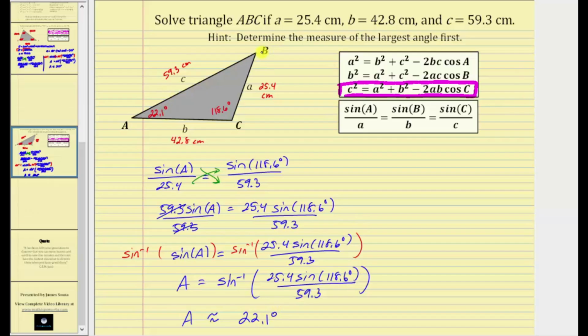And now we can find the measure of angle B because we know the sum of the interior angles must be 180 degrees. And therefore angle B must be equal to 180 degrees minus the sum of 22.1 degrees and 118.6 degrees. Actually, this is an approximation because these are rounded values, which gives us 39.3 degrees for the measure of angle B. And now the triangle is solved.